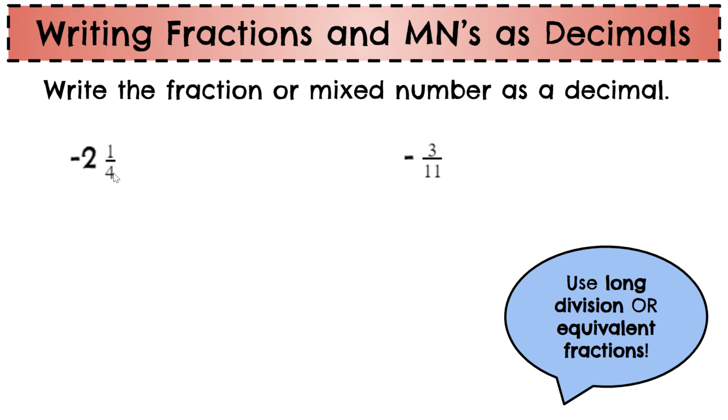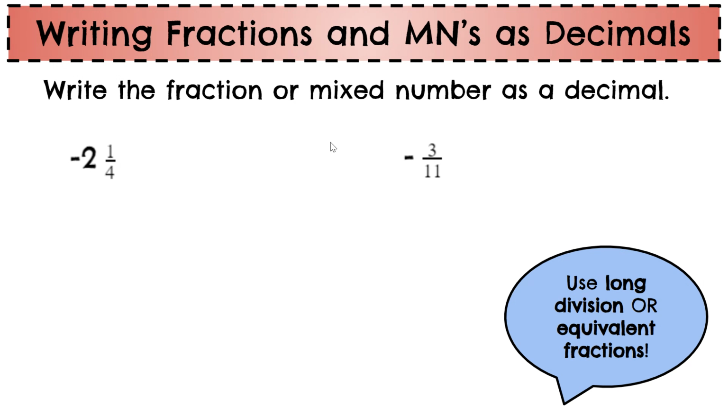I know that 4 goes into 100 25 times. So if I multiply 4 times 25 to get to 100, I would have to multiply 1 times 25 to get 25, which means I would have a new mixed number of negative 2 and 25 over 100, which means my decimal would be negative 2 and 25 hundredths.